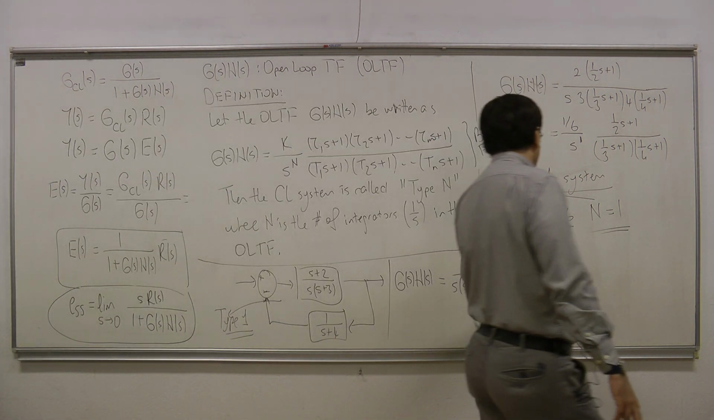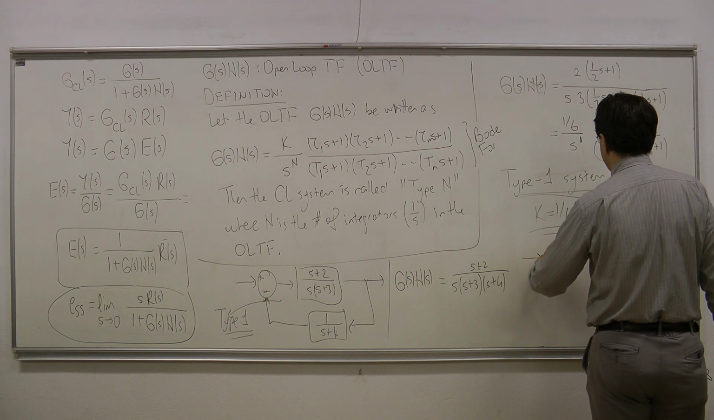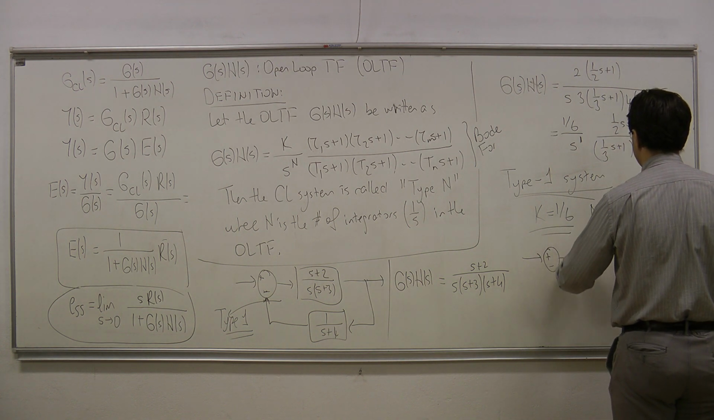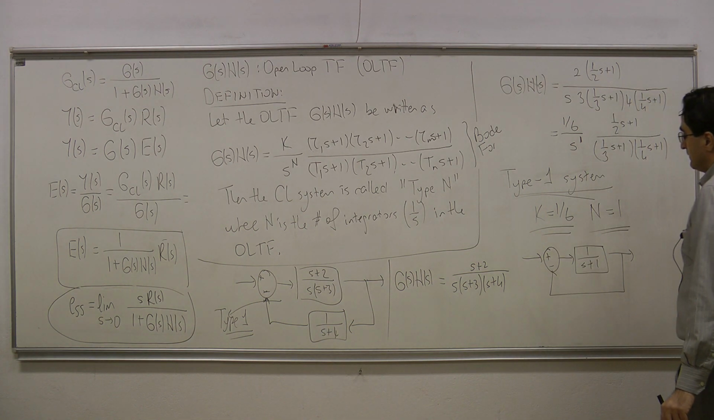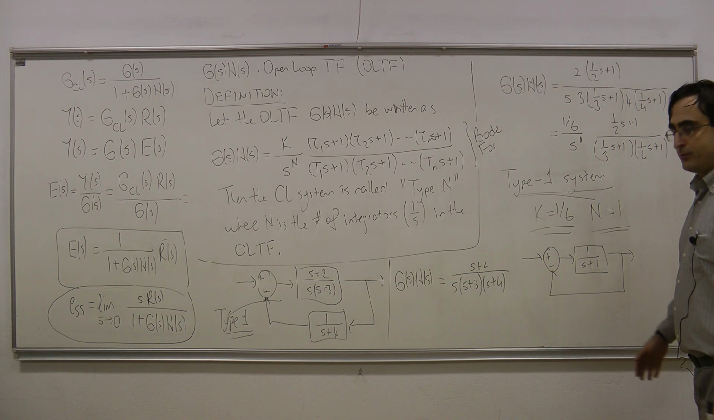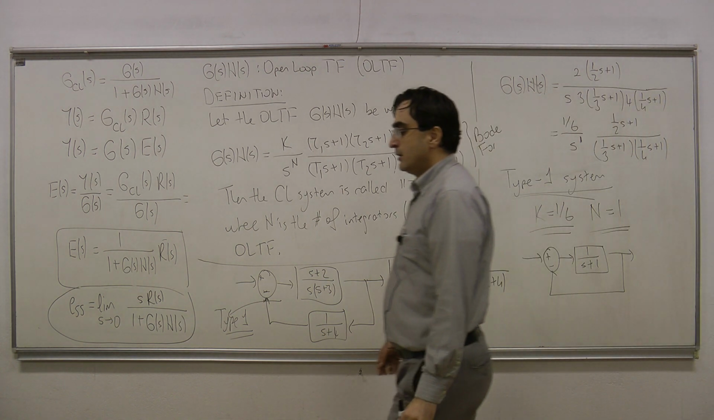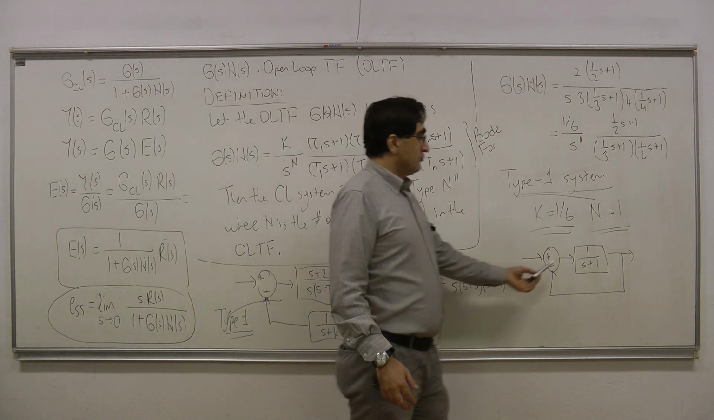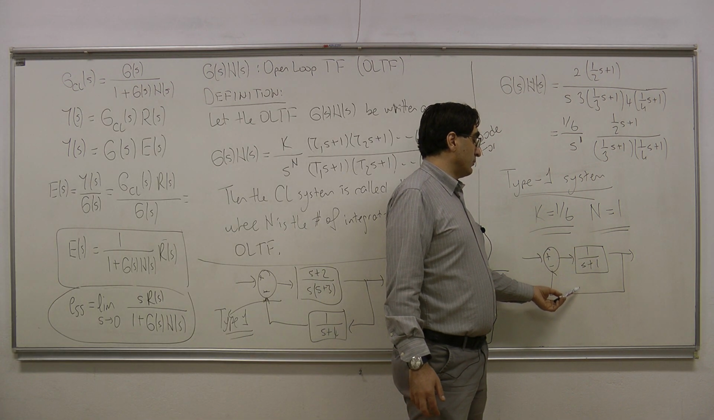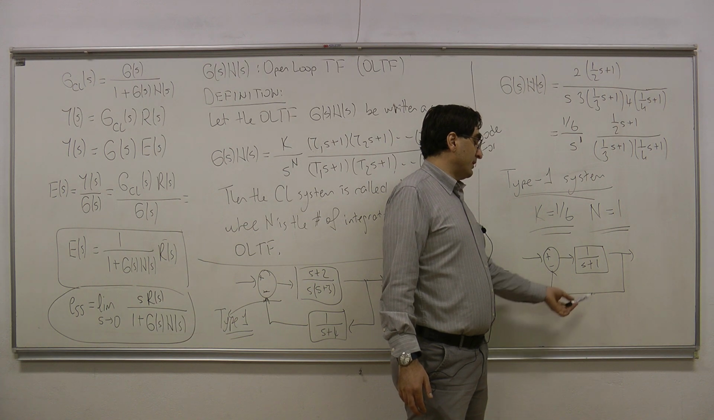So you just count the number of 1 over s's in the open loop transfer function. So suppose that you have a system given like this. What is the type of this system? First look at the open loop transfer function. G of s is 1 over s plus 1 and H of s is 1.